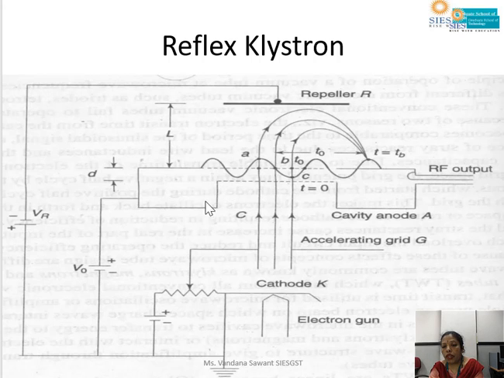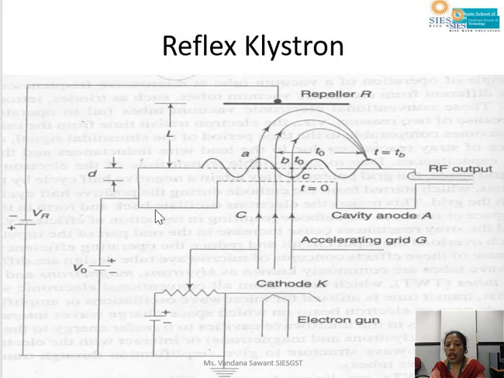Now this cavity is actually the heart of this reflex Klystron. This cavity is called a re-entrant cavity. Now see why it is called re-entrant: this is a metallic cavity here, and here there is a loose cavity, and again there is a metallic cavity. So cavity, loose cavity, and again cavity. This type of structure is called a re-entrant structure.